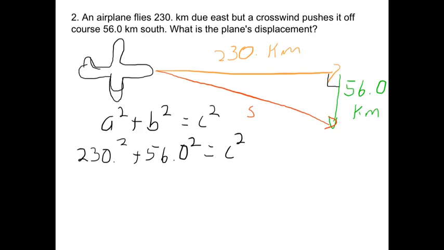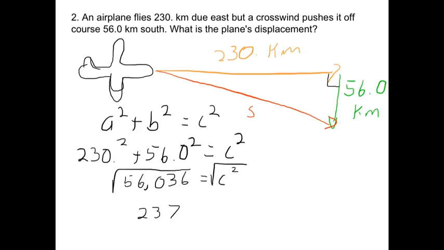All right, so now this is just algebra, so since all the numbers are already on the left-hand side here, punching that stuff into a calculator, I get 56,036 equals C squared. Now take the square root of both sides, and you come out with 237 kilometers. Make sure to use the same units that you were given in the problem. Be careful with your units there.